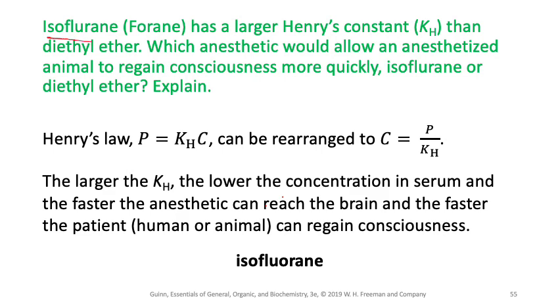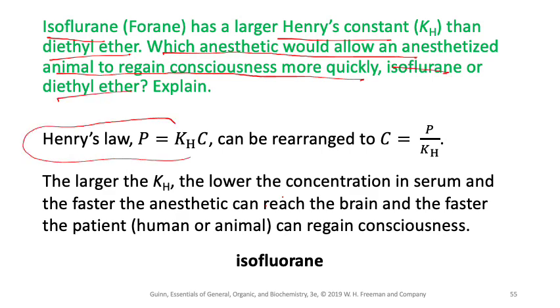Now let's do one problem based on the concept we just learned. We have two anesthetics, isoflurane and diethyl ether, and the Henry constant of the first one is bigger. The question asks which anesthetic would allow an anesthetized animal to regain consciousness more quickly. We use Henry's law again, because it tells you how much of the gas is in the dissolved state in the blood. So the concentration is pressure over Kh.